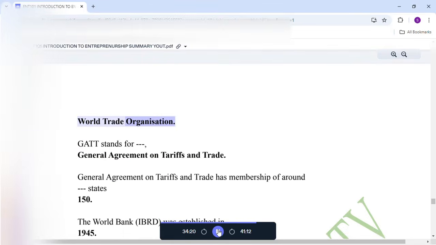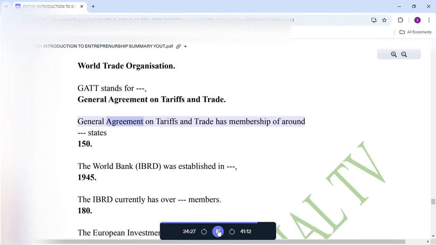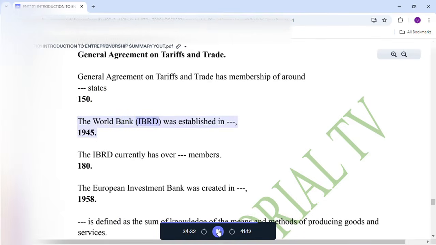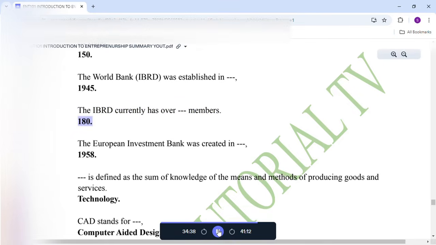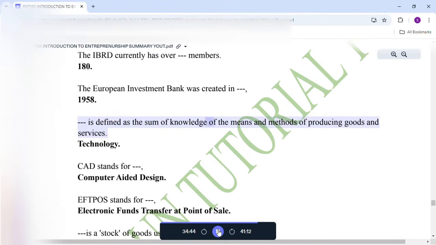WTO stands for World Trade Organization. GATT stands for General Agreement on Tariffs and Trade. The General Agreement on Tariffs and Trade has a membership of around 150 states. The World Bank, IBRD, was established in 1945. The IBRD currently has over 180 members. The European Investment Bank was created in 1958.